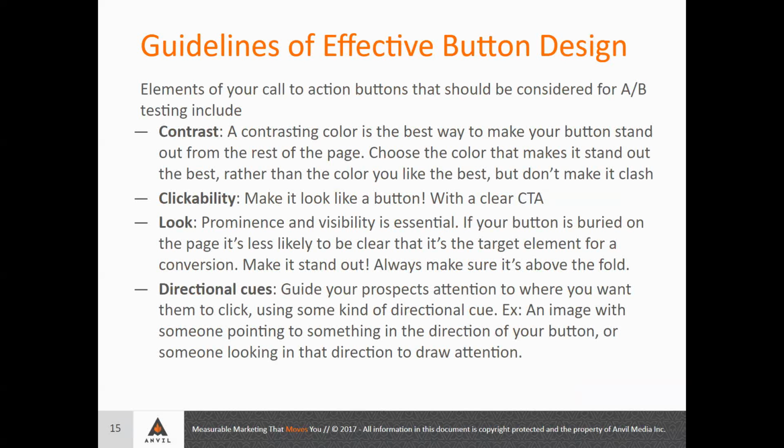The contrasting color is the best way to make your button stand out from the rest of the page. You don't want it to blend into the menu bar or blend into whatever is the background. So choose the color that makes it stand out, rather than the color you like the best. You don't want to make it clash. Next is clickability. You want to make it actually look like a real button with a clear call to action. The prominence and visibility is essential. If your button is buried on the page far down, it's less likely to be clear that it's a target element for conversion. You have to make it stand out, and always make sure it's above the fold.